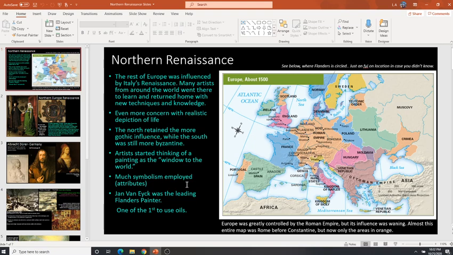Okay, a lot of the important stuff we want to talk about in the Northern Renaissance is going on in Germany and in Flanders. There's a lot of realism happening in Flanders. Jan van Eyck is the main character of that.